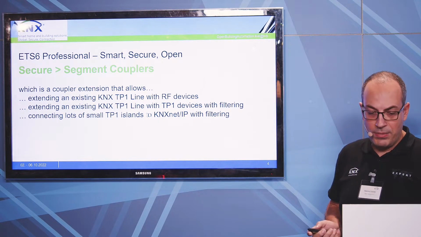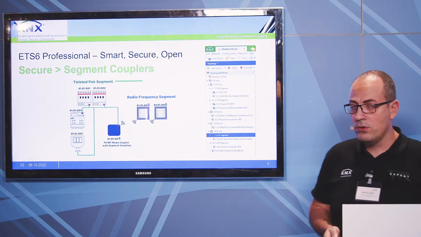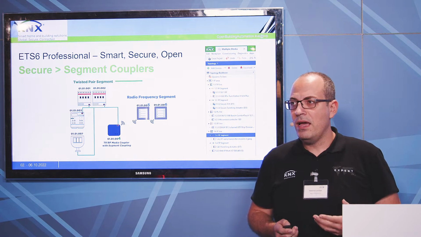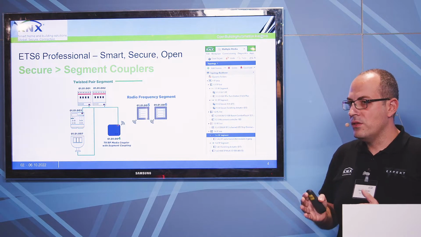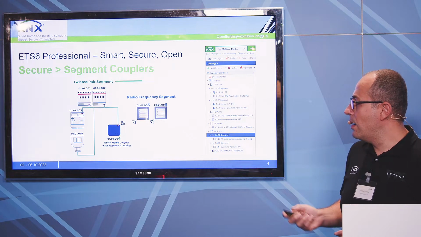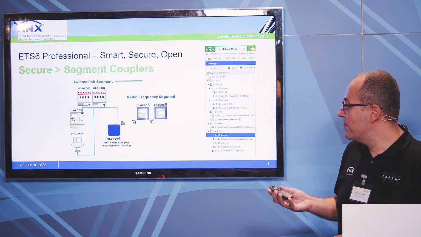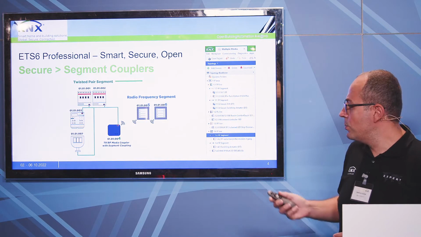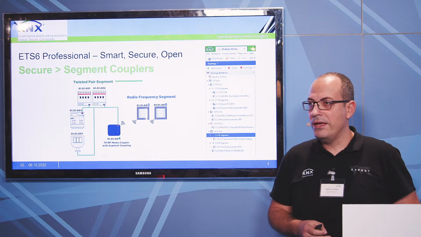So what is a segment coupler? A segment coupler, I will just go to the next slide, is in fact a coupler that allows a line to be split in smaller segments and connect those smaller segments. In this example, you can see on the slide that we have an RF segment, which is connected via a segment coupler to a standard twisted pair line.